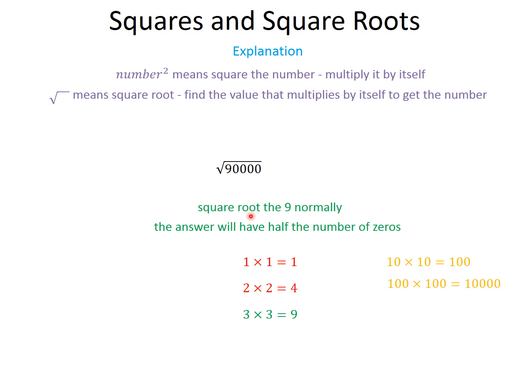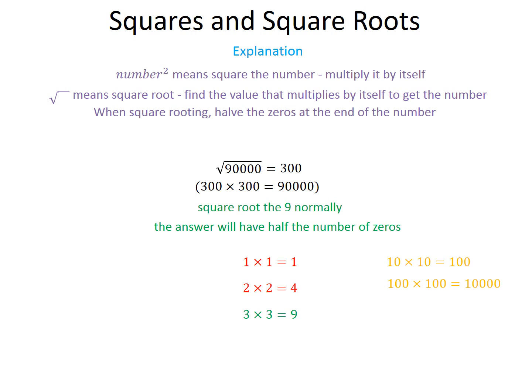So we square root the 9 normally, and then the answer is going to have half the number of zeros that this question had. And since we know the square root of 9 is 3, we know the answer is 300. And once again, underneath we just write down why we know that's true, just to double check. And we can check that. 3 times 3 is 9, plus 1, 2, 3, 4 zeros for the 90,000 there.